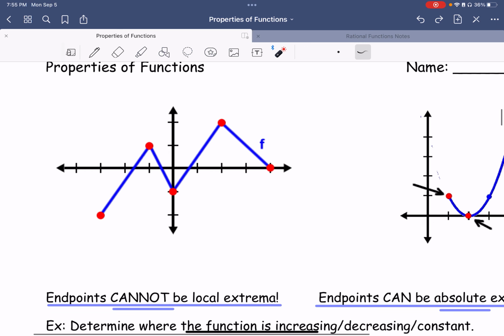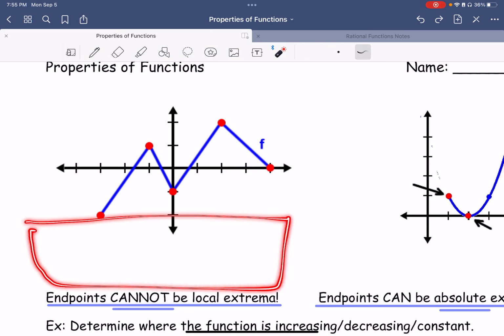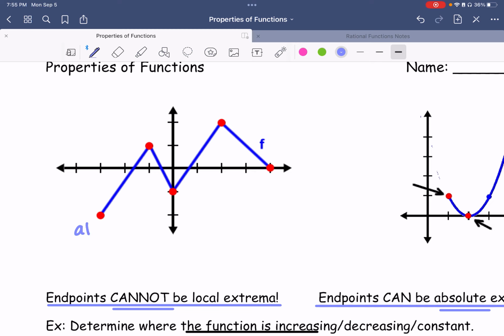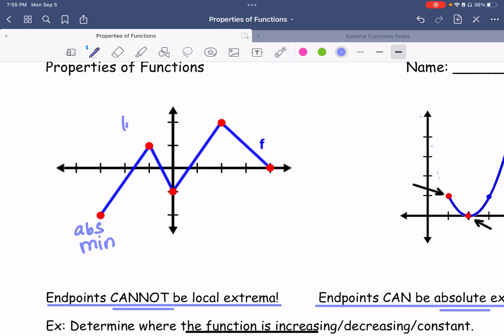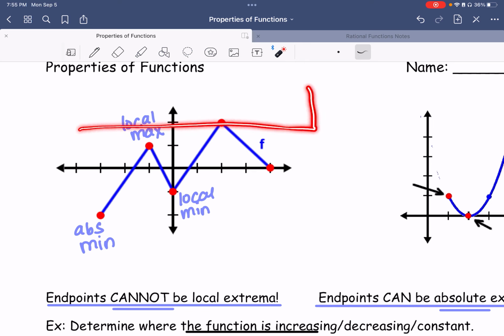So let's go and label these. Okay, so if I draw a horizontal line here, notice there's nothing below, so this one has to be an absolute minimum. Okay, this one, if I draw a horizontal line, notice that there's stuff above it, so it can't be absolute, so it has to be the local maximum. Okay, we already know there's an absolute minimum, so this one has to be the local minimum. The next one, if I draw a horizontal line, notice there's nothing above it, so this one is the absolute max.